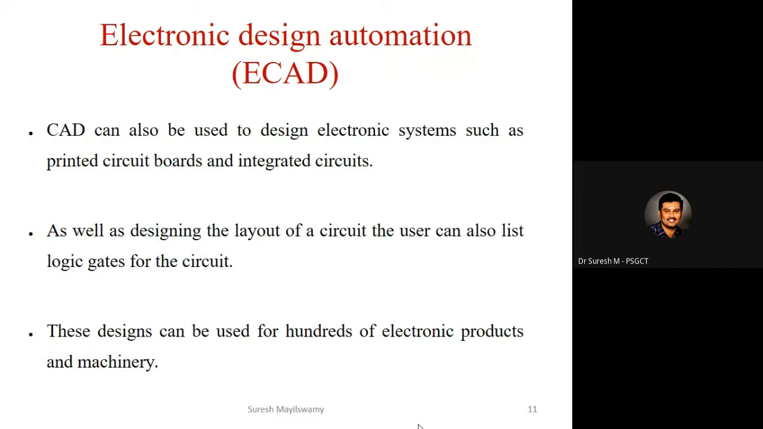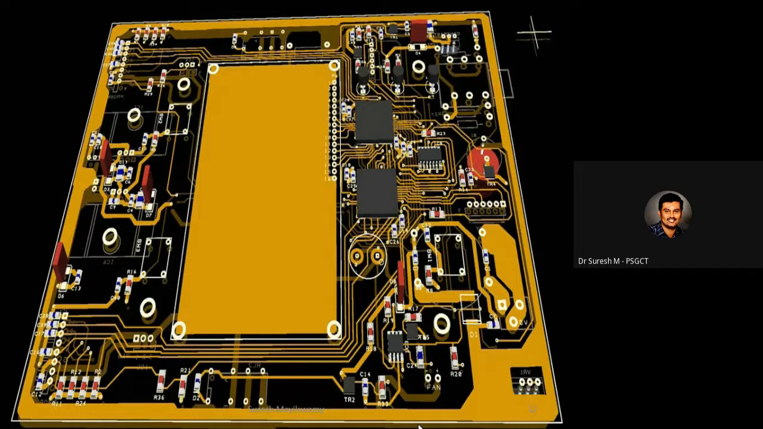So CAD is popular in industry because of this simplicity. These designs can be used for hundreds of electronic products and machinery. So it is very easy to design a circuit as well as mechanical elements. So this is the example for electronic CAD. See the ICs as well as some resistors, and the PCB board is shown here.